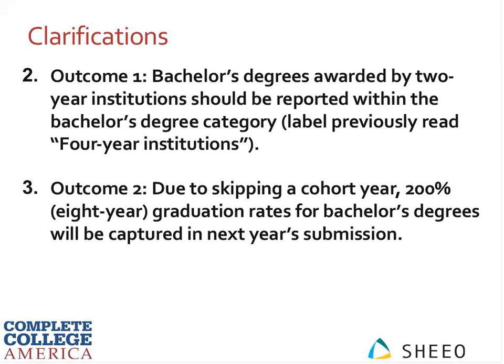Second, for Outcome 2, because we're skipping a cohort year, the 200% graduation rates for bachelor's degrees can't be collected or reported for everyone. Right? Some may be able to do that, but in general, I don't think they're going to be able to. So what we've done is delay that 200% reporting until next year. So the cohort for which we're collecting 200% next year will be the same as this year's bachelor's degree seeking cohort.